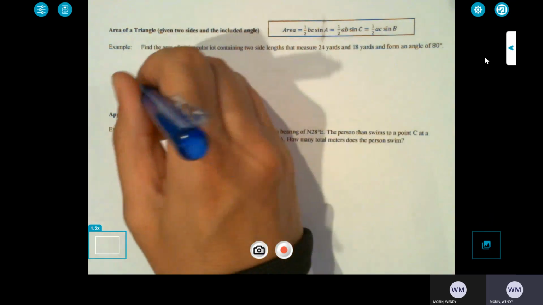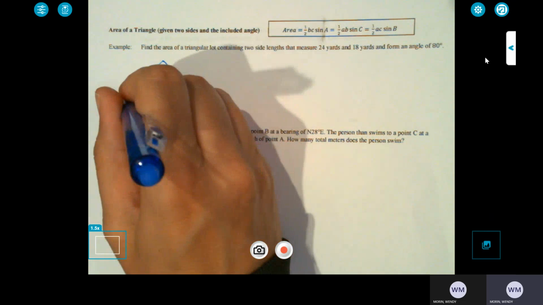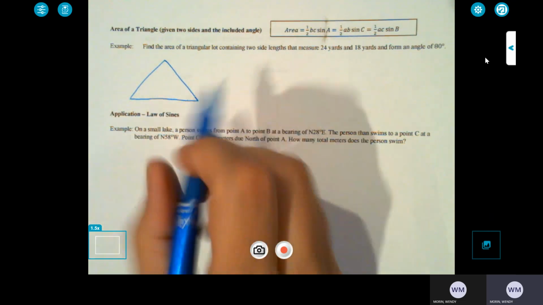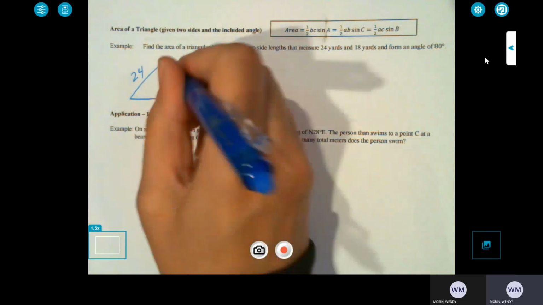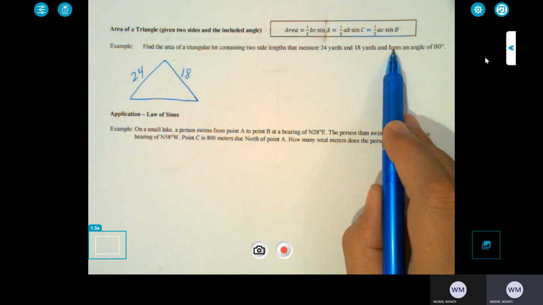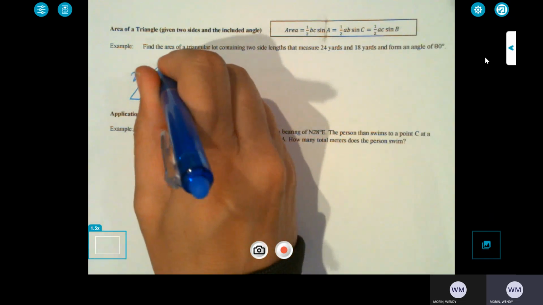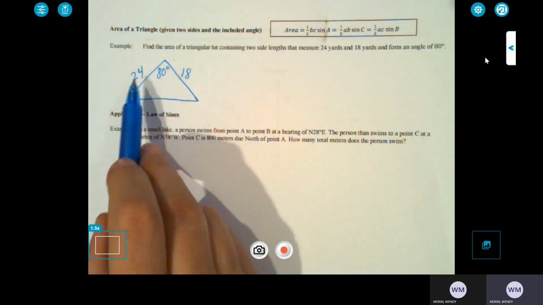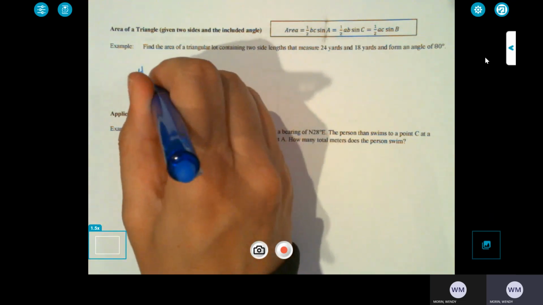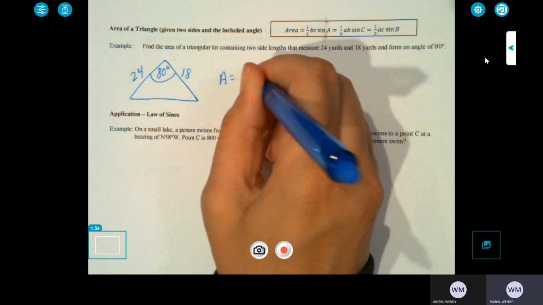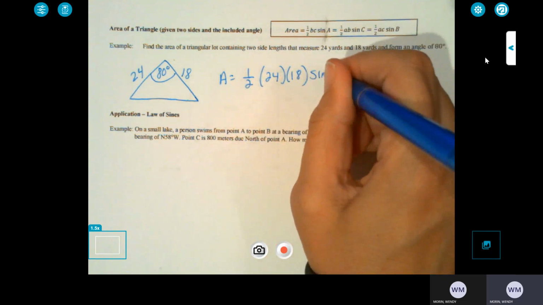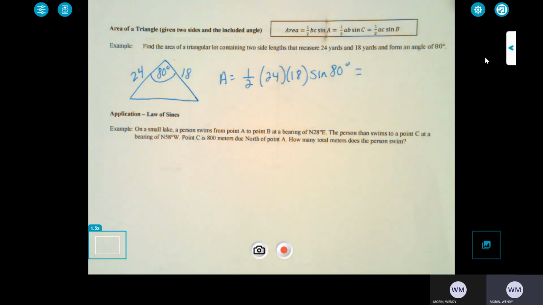So let's take a look at this picture right here. We have a triangular lot. It contains two sides that measure 24 yards and 18 yards, and those two sides form an angle of 80 degrees. Anytime you have two sides and the included angle, the angle in between, the area formula is 1/2 the product of the two sides times the sine of the included angle.